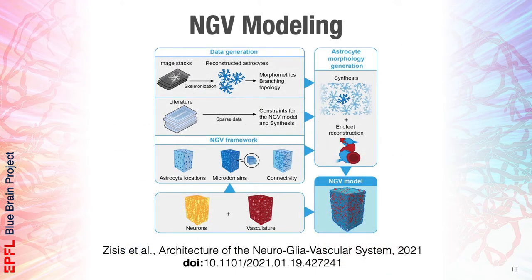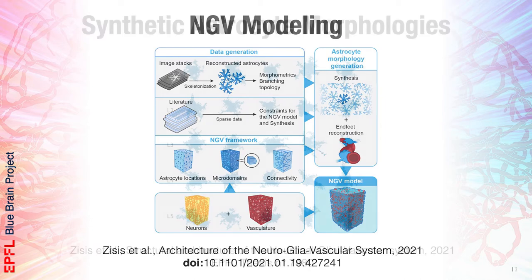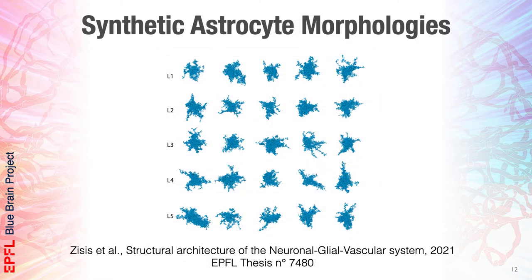do some work on NGV modeling, with which we build a system or an architecture for the NGV system that would allow us to create and synthesize astrocytic morphologies that we can use later to build the astrocytic mesh models. These are 25 different astrocytic morphologies that have been generated by Eleftherios Desis. And if you want further details on the astrocytic generation model, you can refer to this thesis.